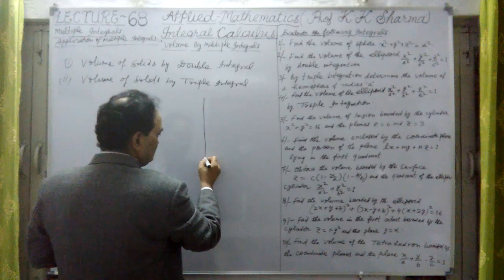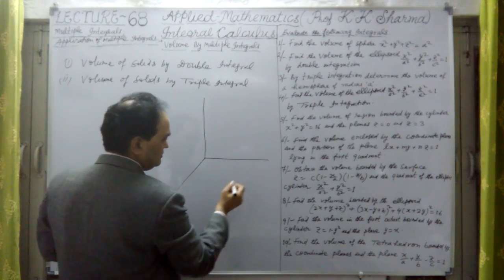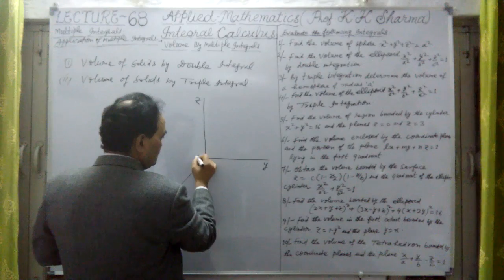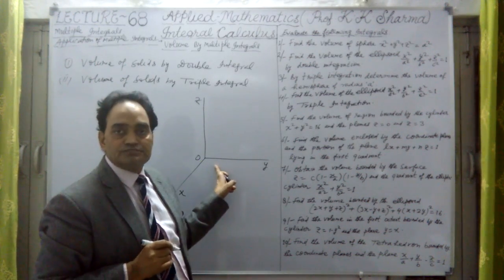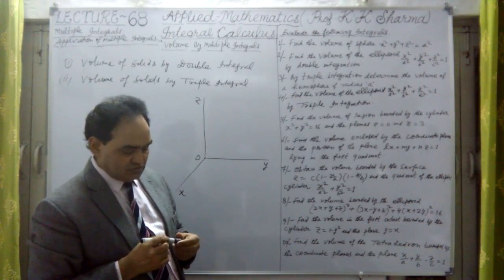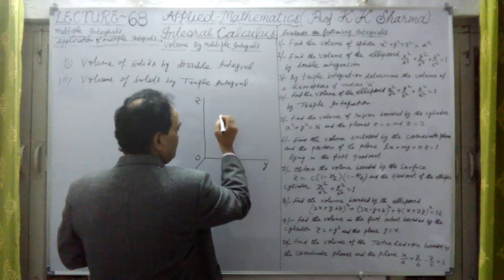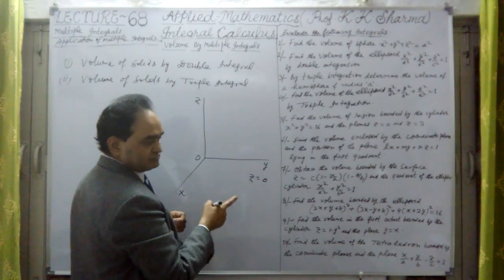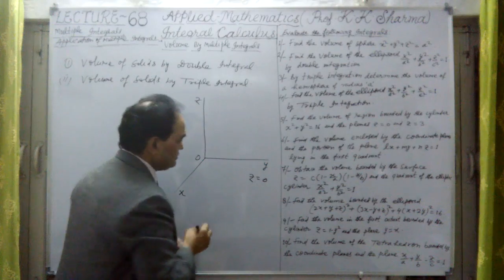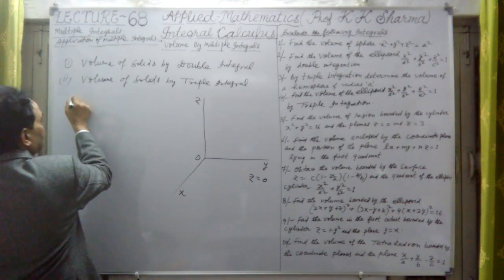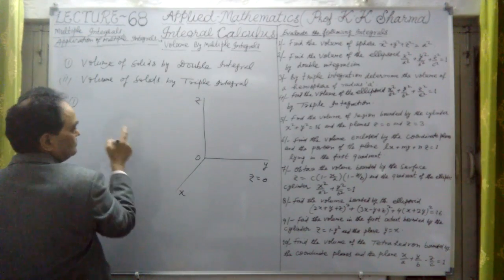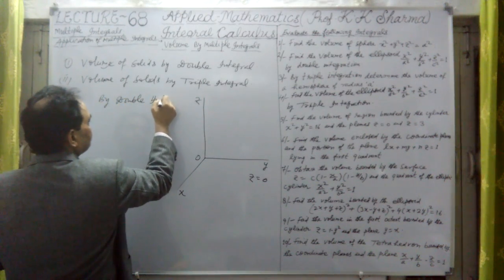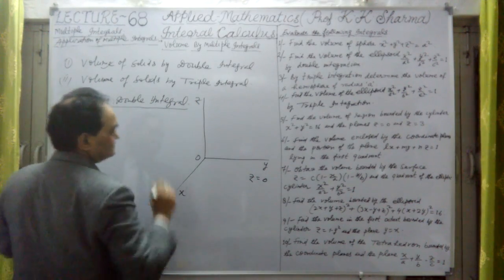Suppose there is a solid figure. We have a three-dimensional figure here. We take this as the x, this as the y, and this as the z axis, and this is the origin. Now, if there is a solid, here we have the plane z equal to 0, so z equal to 0 is on this plane. This is the first condition. Volume of solids by double integral. First I am talking about double integrals, how to find it.